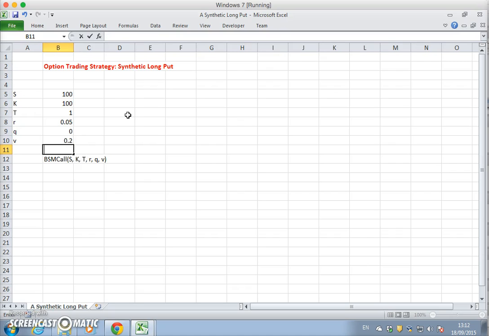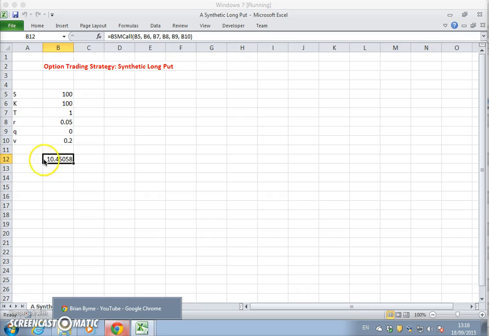And if the function works correctly, we know from previous calculations this should be about 10.45. So S is 100, K is 100, T is 1 year, risk-free rate 5%, no dividend yield, but we'll still link it to B9, and V, the volatility, is in B10. And when we return, we don't get a value, so perhaps we didn't enter the code properly. Let's check.